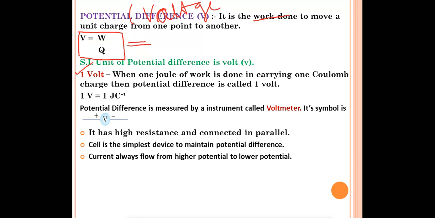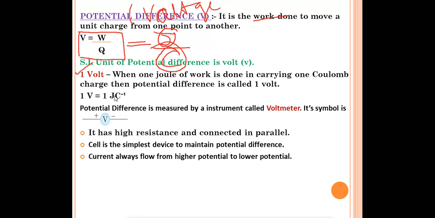For example, what will be the SI unit of work? It is joule. And what is the SI unit of charge? Coulomb. So you can write this definition of volt from this relation. When 1 joule of work is done in carrying 1 coulomb of charge, then the potential difference is called 1 volt. 1 joule of work is done to carry how much charge? 1 coulomb of charge. That is called potential difference.